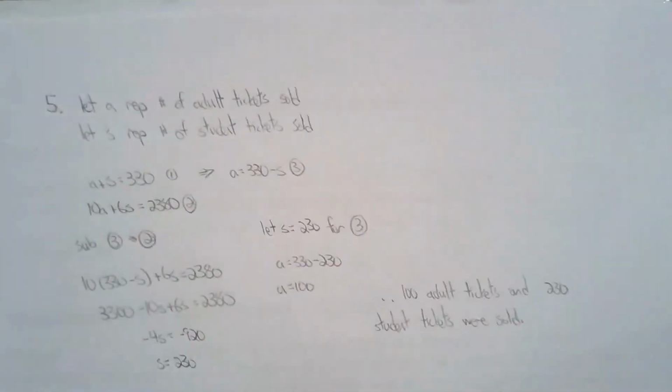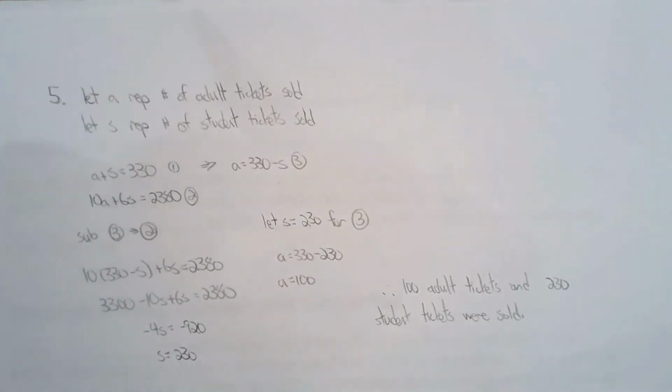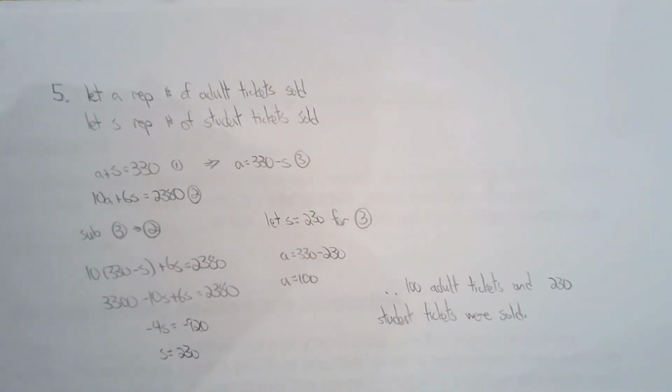Question 5, just some pretty straightforward word problems. You're told that you sell 330 tickets. So A plus S, the adult tickets and the student tickets, must add up to 330 tickets. And you're told that you collect $2,380. Now, if each adult ticket costs $10 and each student ticket costs $6, then this second equation makes sense. So the money you collect from the students and the money you collect from the adults must total up to $2,380, and then solve the system by substitution.